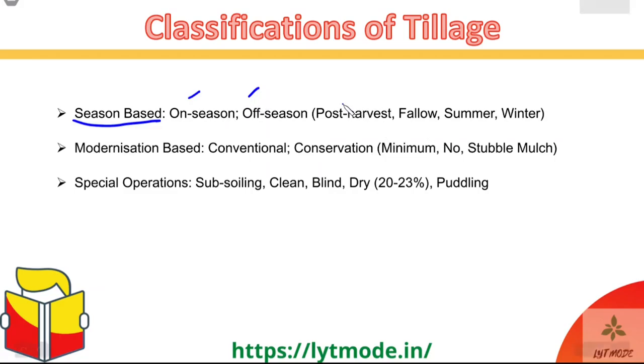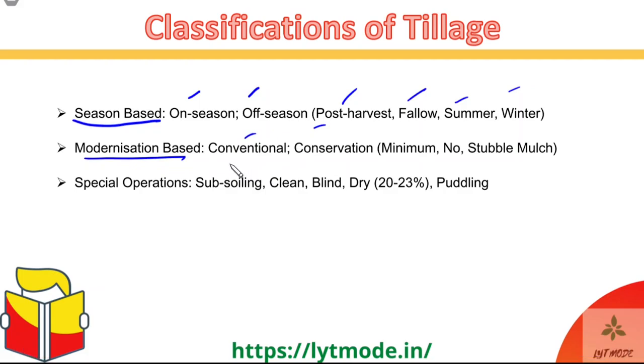For example, post harvest, which is done after the harvest is completed, or maybe fallow tillage, when you have left the soil or the field fallow for at least a season or so, then you do fallow tillage. Then there is the summer and the winter tillage. So all of these come under the off season ones. Then there is the modernization based tillage, which is conventional and conservation.